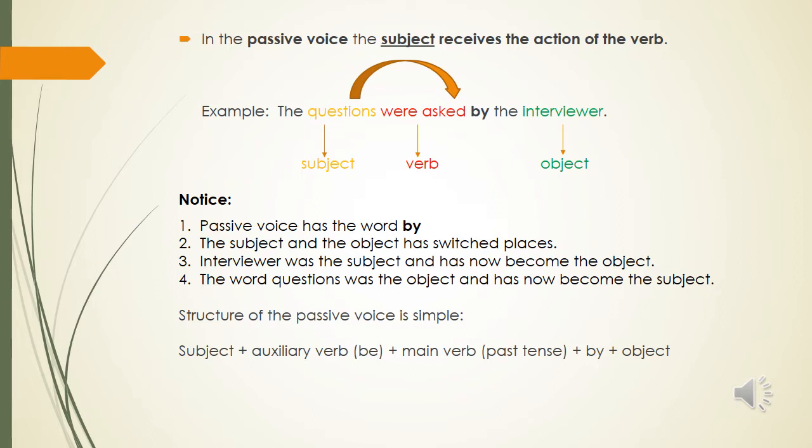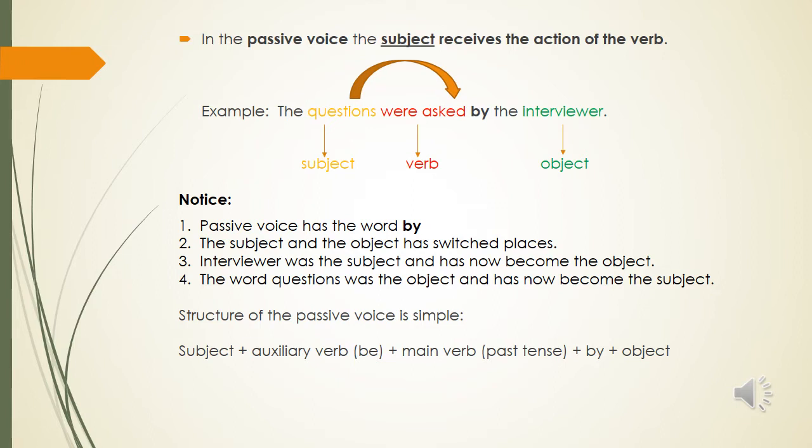Okay, note the following. Write it down. 1. Passive voice has the word by. 2. The subject and the object have switched places. Interviewer was the subject and has now become the object. The word questions was the object and has now become the subject.